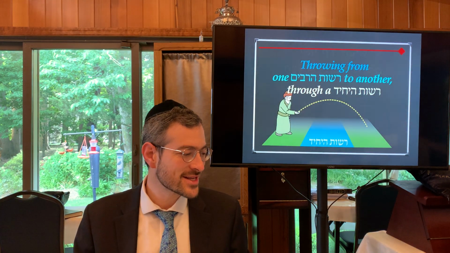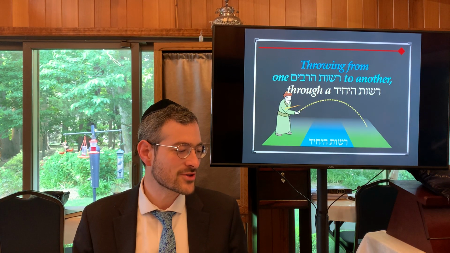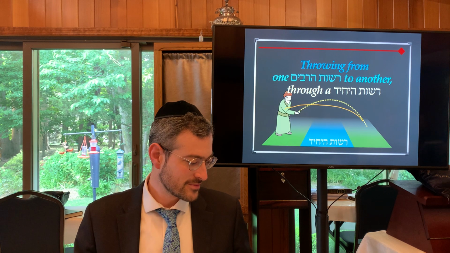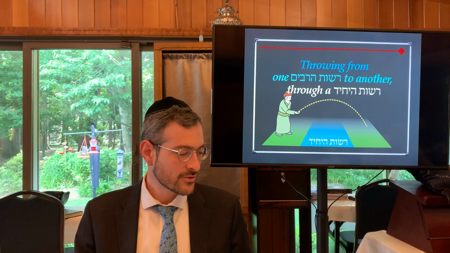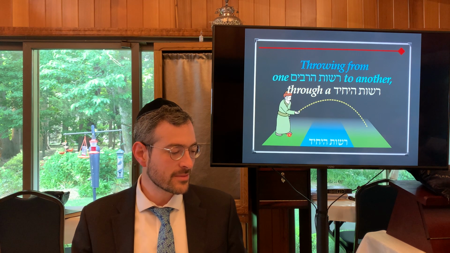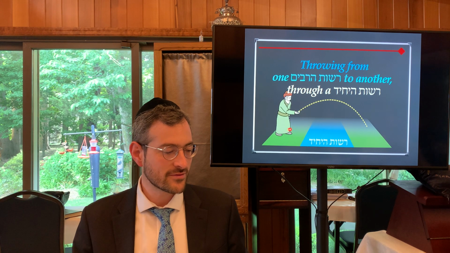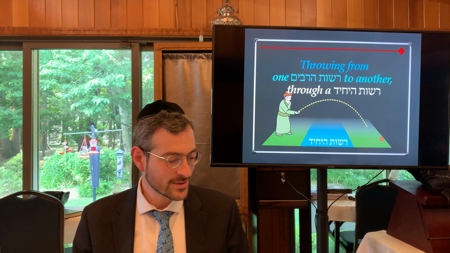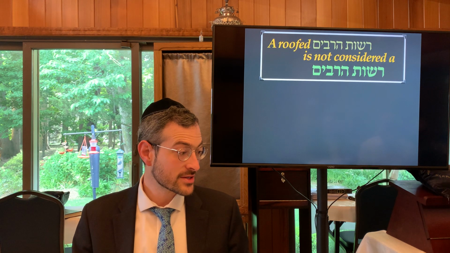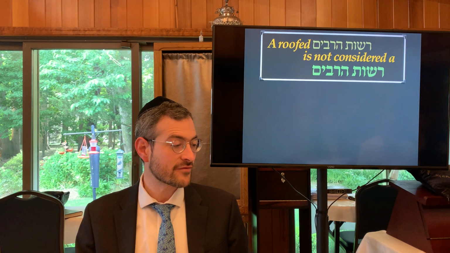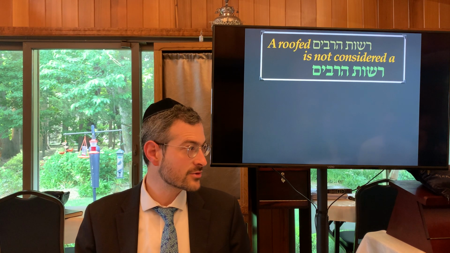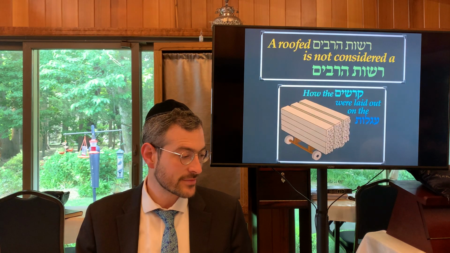Some of what we're going to be speaking on in today's Daf is throwing from one Reshus HaRabim to another through a Reshus HaYachid. And we'll see that regarding whether you could combine the two different elements of the Reshus HaRabim, let's say 2 amos here, 2 amos over there. Also, we're going to discuss that a roofed Reshus HaRabim is not considered Reshus HaRabim, because we learned that everything comes from the Mishkan, and in the Mishkan, their Reshus HaRabim was not a covered Reshus HaRabim.